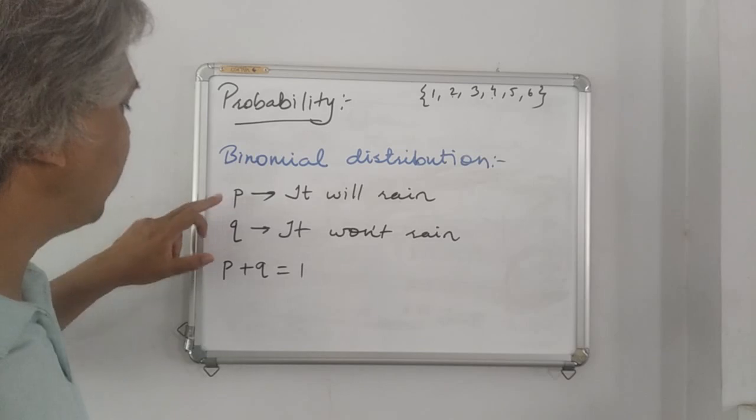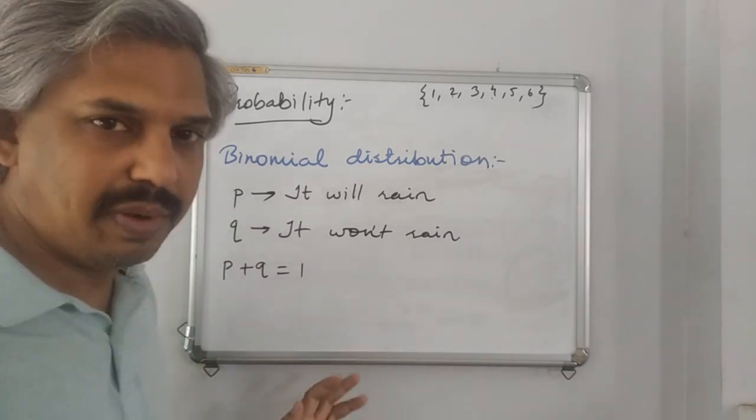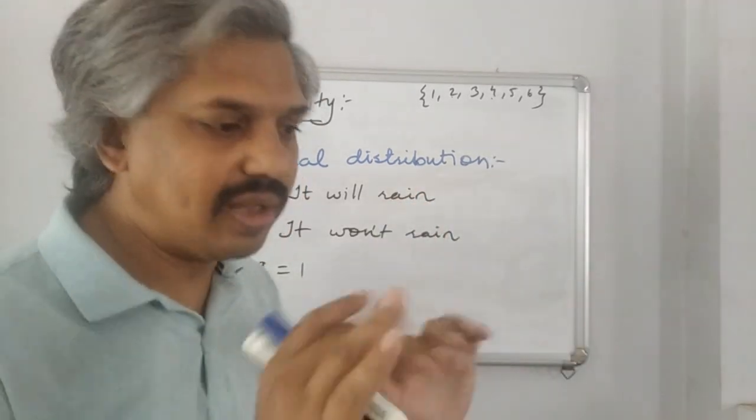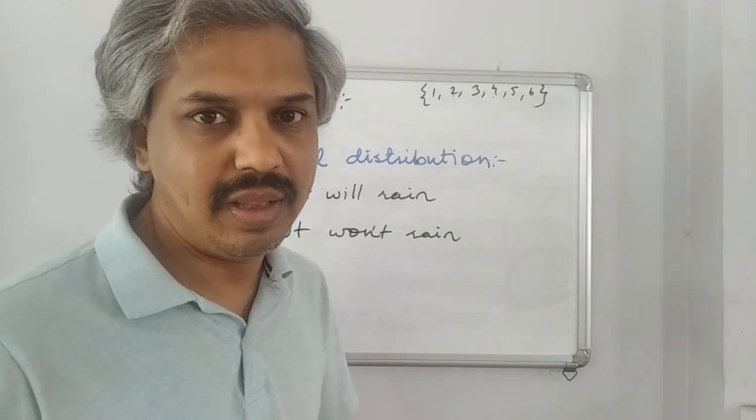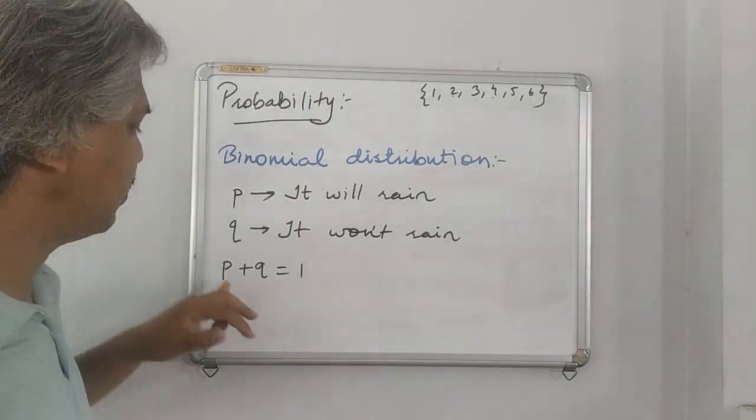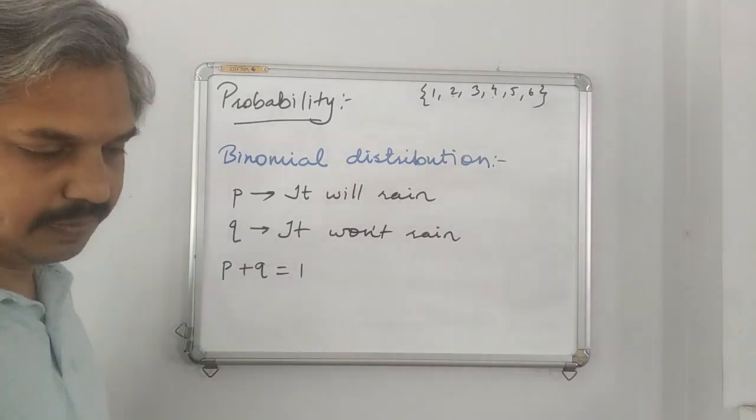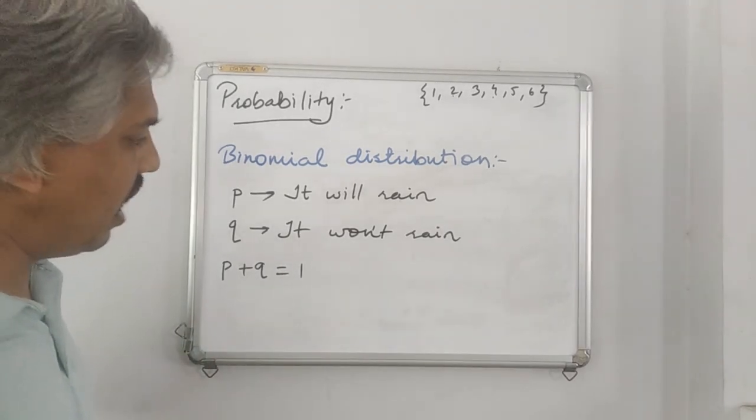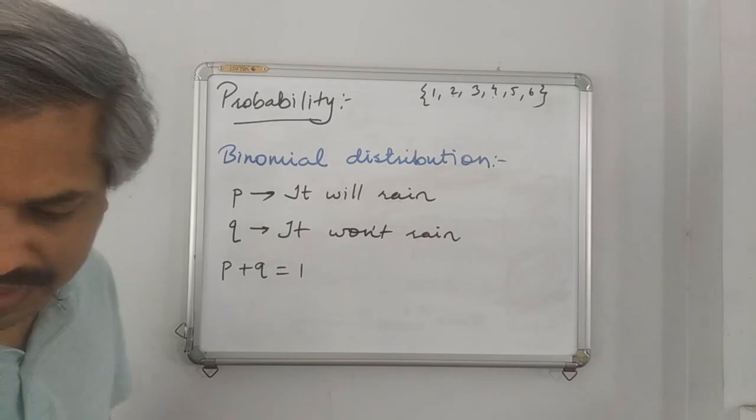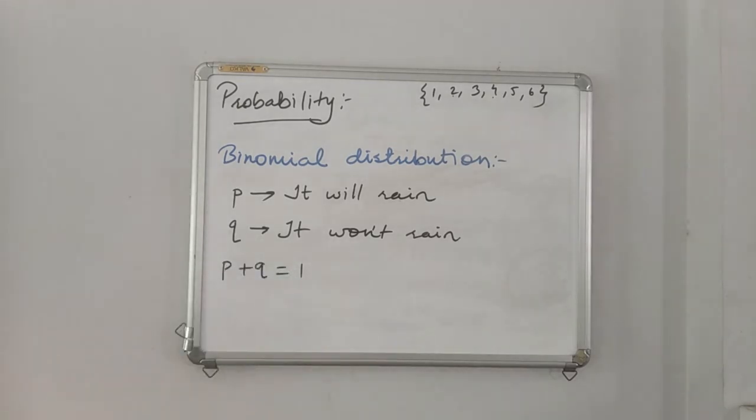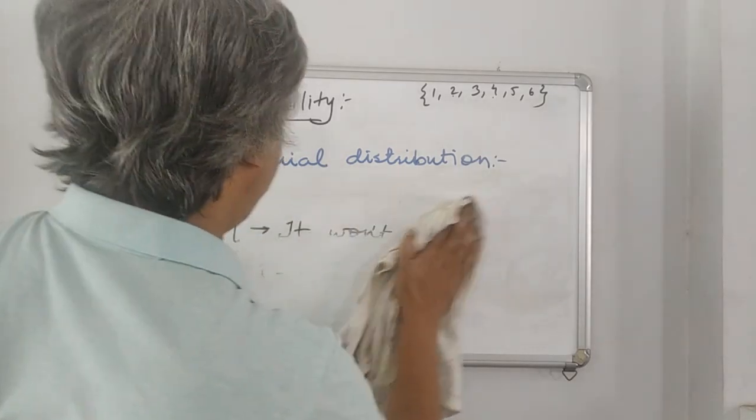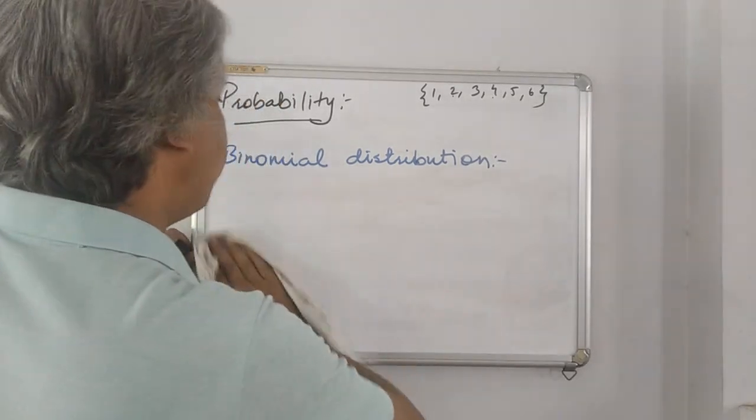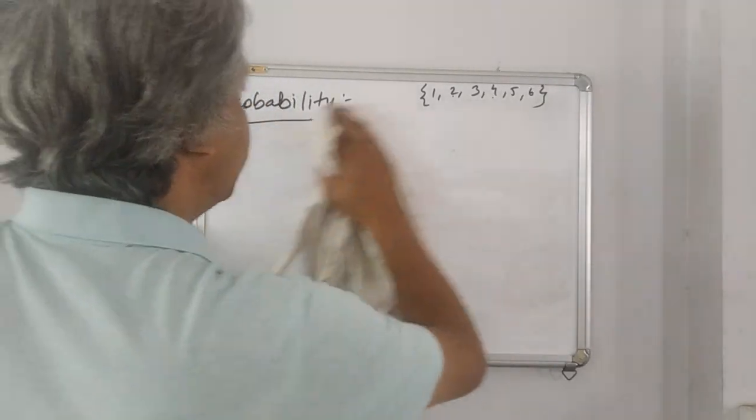P and Q must be exclusive and exhaustive. Nothing common between them, and taken together nothing beyond them. There is nothing possible beyond them. If that happens, then we can use this formula P and Q. Now, let us see one simple problem and we can understand this entire thing about binomial distribution.